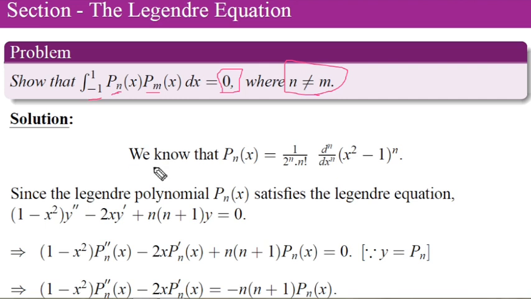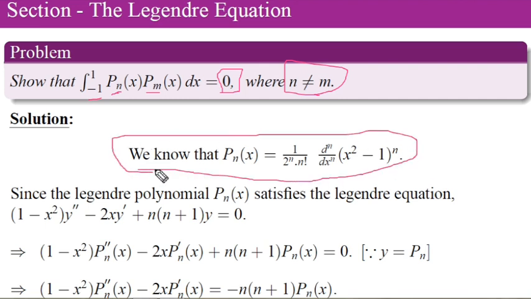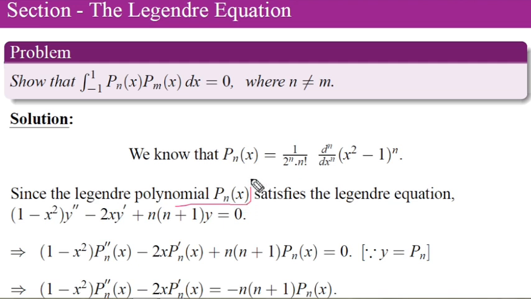Okay, come to the solution. Just now we saw the Legendre polynomial formula: Pn of x equal to 1 by 2 power n into n factorial, d power n by dx power n of (x square minus 1) whole power n. I already told you that if there is an equation, there must be a solution. For this Legendre equation, the solution is the Legendre polynomial, denoted by Pn of x. So Pn of x is the solution of the Legendre equation. What is the Legendre equation? This expression is L of y, and L of y equal to 0.